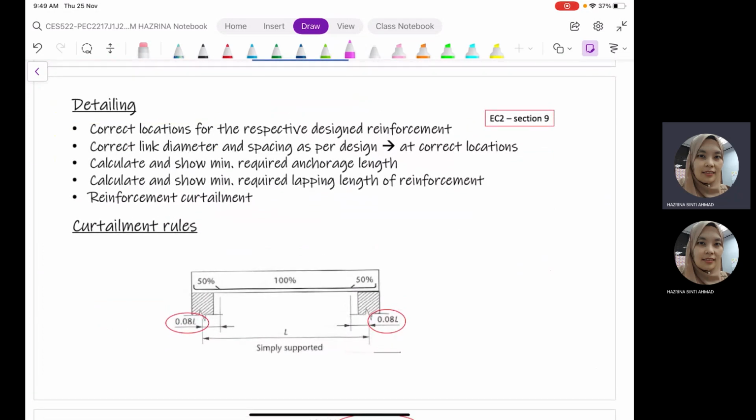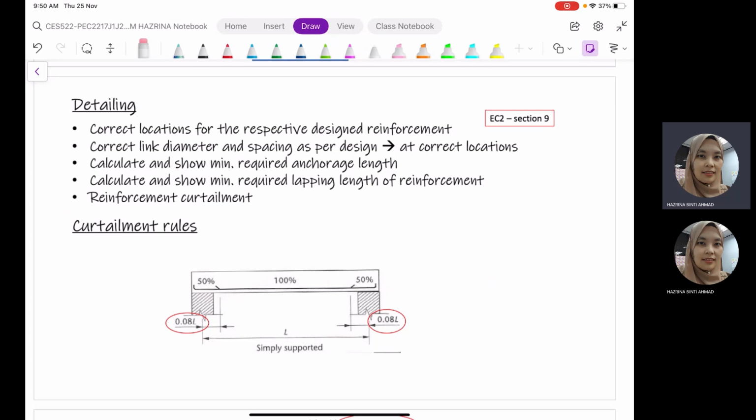So the next one is the detailing. You can refer to EC2, Eurocode 2, Section 9, whereby the detailing is used to determine the correct locations for the respective design reinforcement. As what I have already mentioned just now, we need to have the correct locations, whether the main reinforcement is to be placed at the bottom or on top of our beam. Then we need to determine also the correct link diameter and spacing as per design, and place it at the correct locations in the drawing.